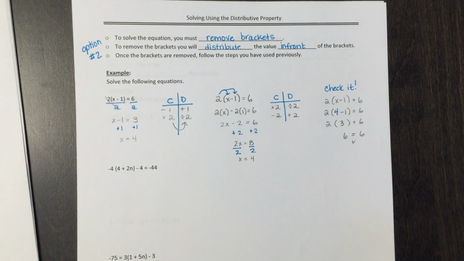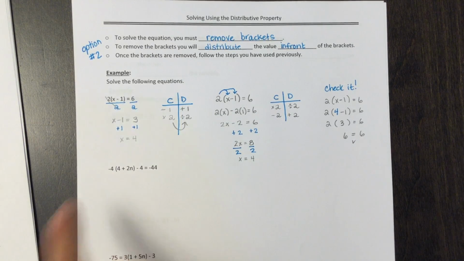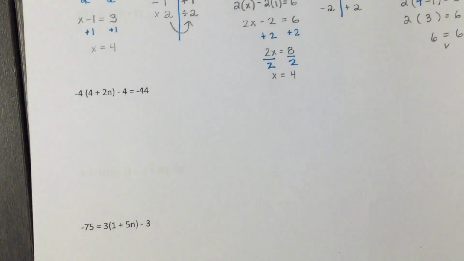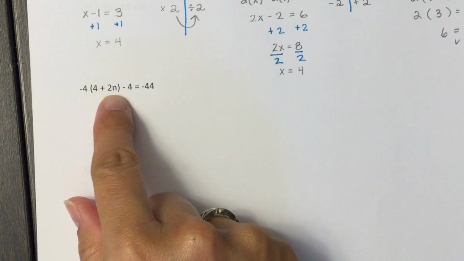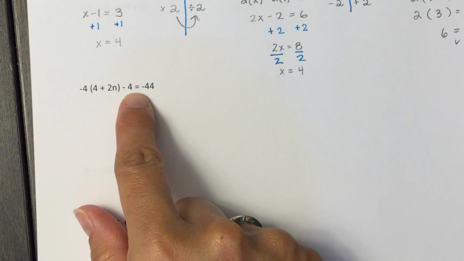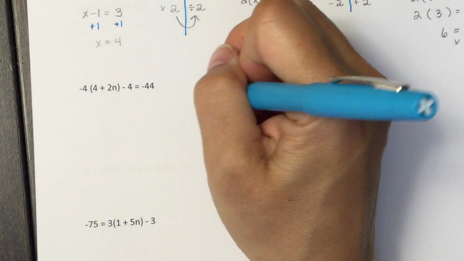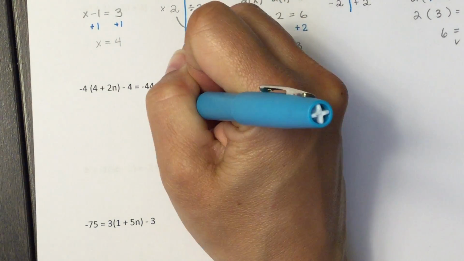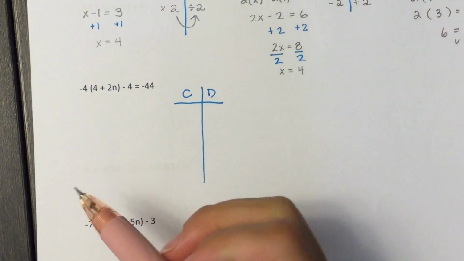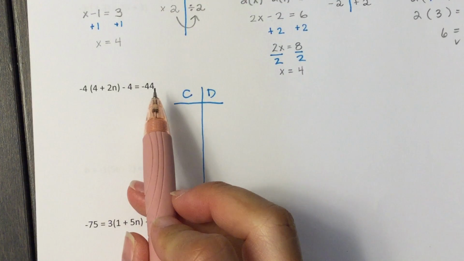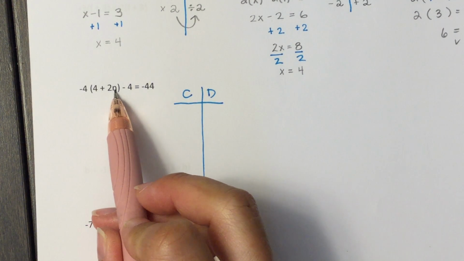Okay, the next one has a lot of 4s. I'm just going to zoom in here a little bit. We have negative 4 times 4 plus 2n minus 4 equals negative 44. So we can see there's going to be a lot more steps here. I'm going to set up my table and go through the equation. I only have one n, so I don't have to simplify anything. That's nice.